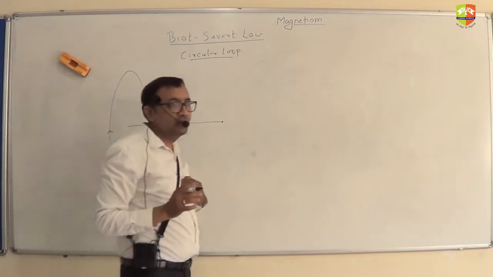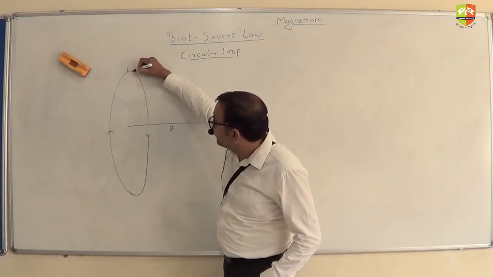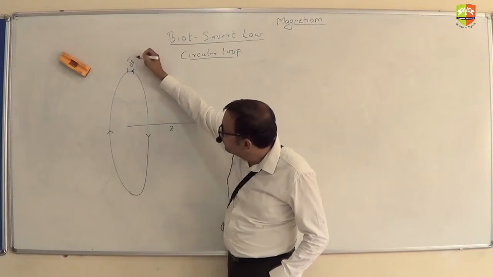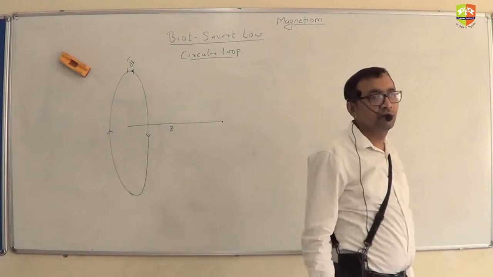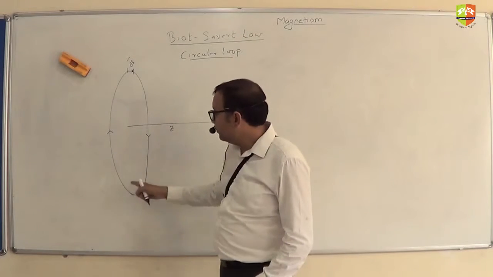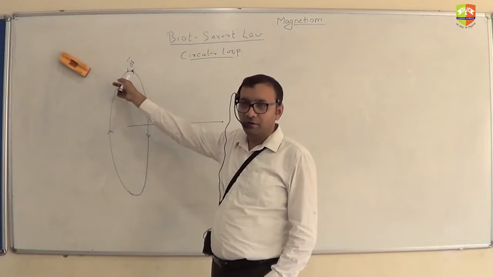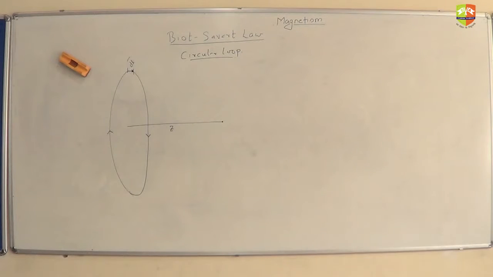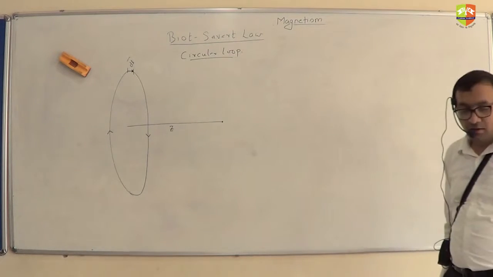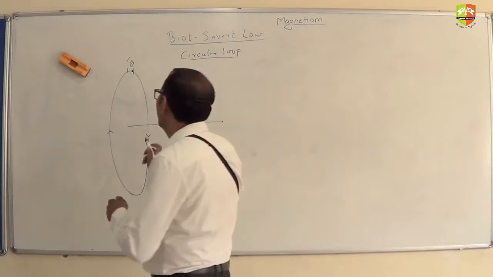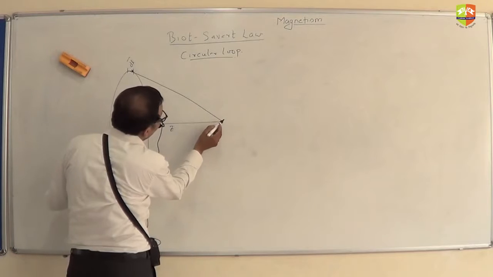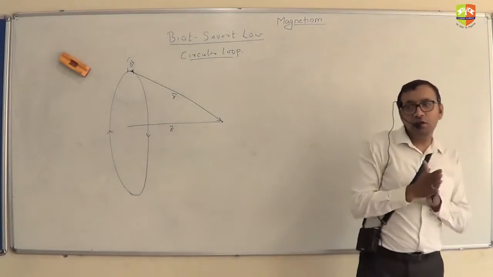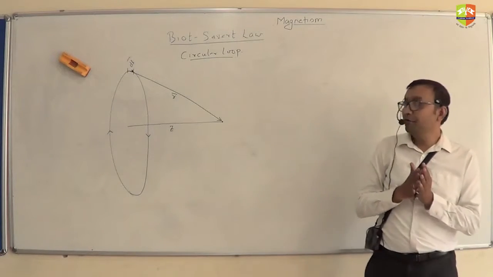Now draw the direction of the magnetic field because of this current element. What is the direction of this dl? Into the plane. It comes out and then goes in. dl is into the plane. Can you draw the magnetic field at this point because of that dl? First you need to know where the r vector is. You have to join dl to this point. So this is your r. Now find the direction of dl cross r. That is the direction of the magnetic field due to the dl.